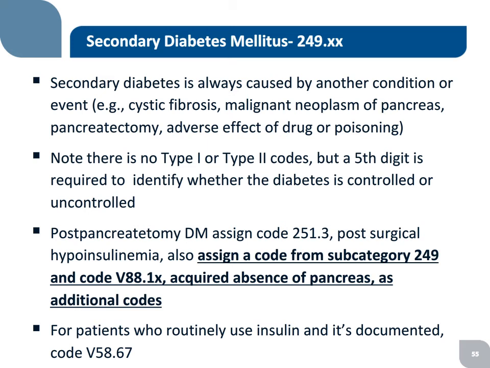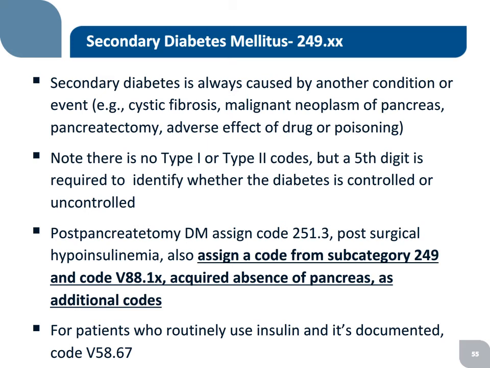The 5th digit's only going to tell us whether they're controlled or uncontrolled. So instead of 250 rubric, it's 249. The 4th digits are identical, 4 for renal, 5 for ophthalmic, and so forth. The 5th digit now is only going to tell us if they're controlled or uncontrolled. And again, you need to let us know.